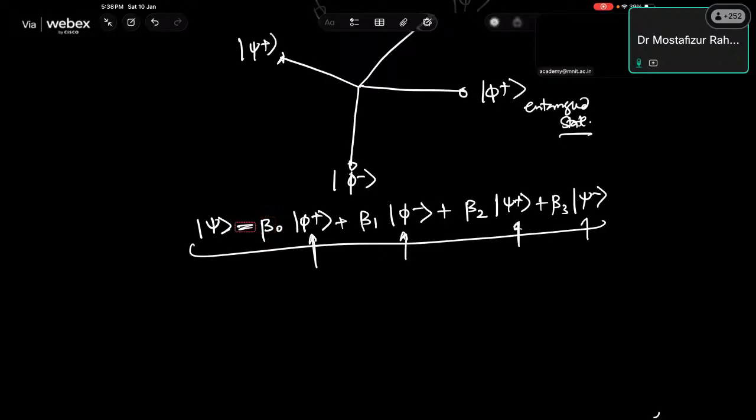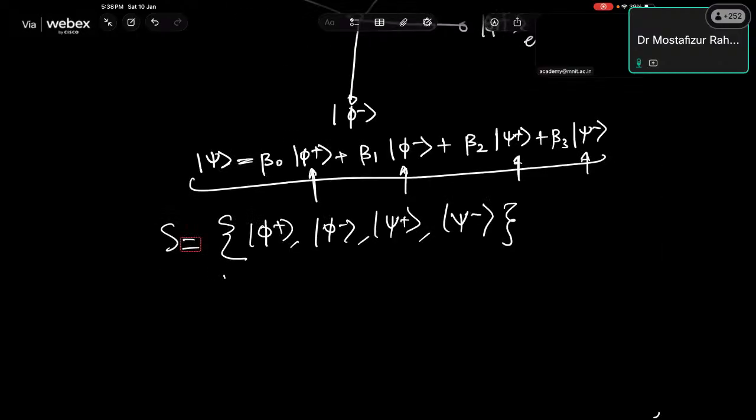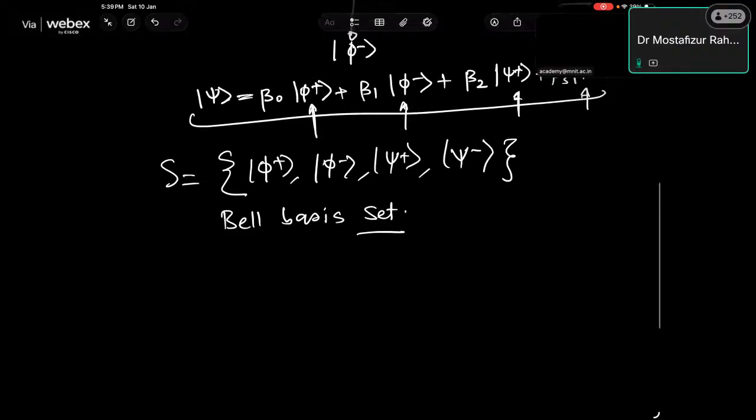So this set of phi plus, phi minus, psi plus, psi minus is known as the Bell basis set, and this is extremely important. Those who will be in future creating quantum cryptography, quantum encryption, I guess, because there is no research paper as such in this area, will need it.